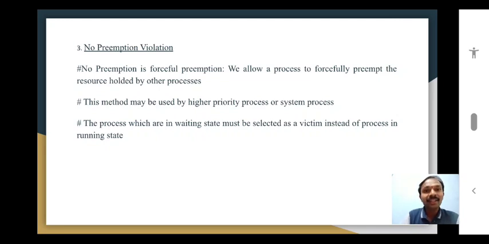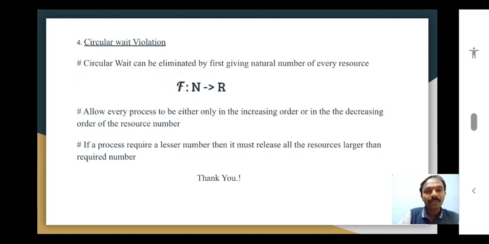So here the processes which are in the waiting state must be selected as a victim instead of the processes which are in the running state. I hope you are understanding now. Right? So moving to the next condition violation. It is the circular wait violation, right? It is a little bit different, wherein circular wait can be eliminated by giving a natural number to every resource.